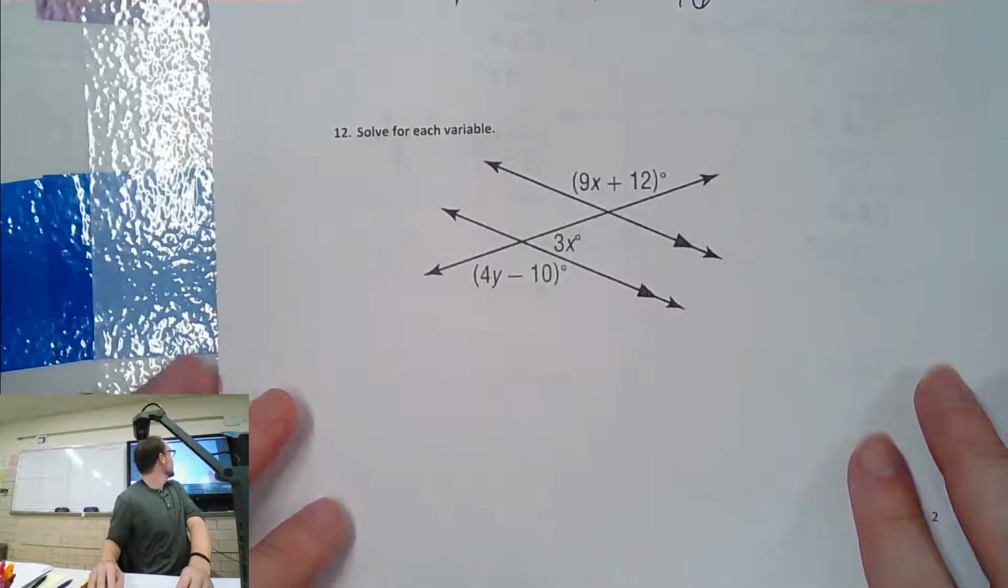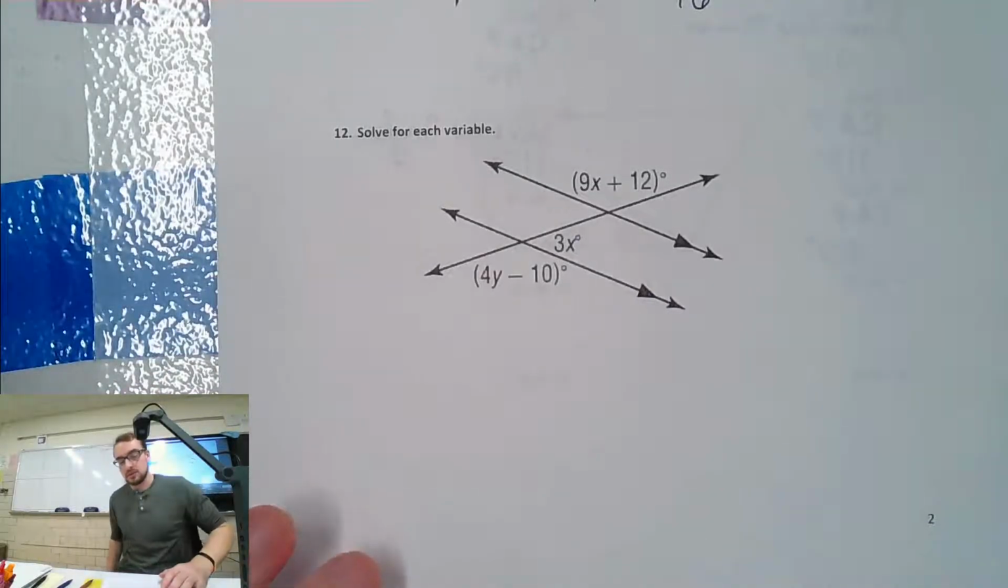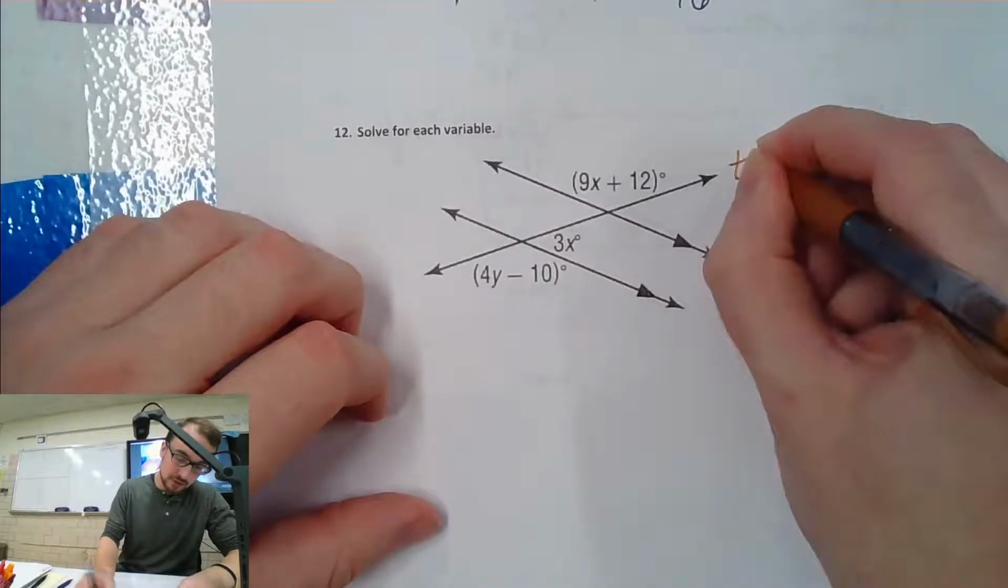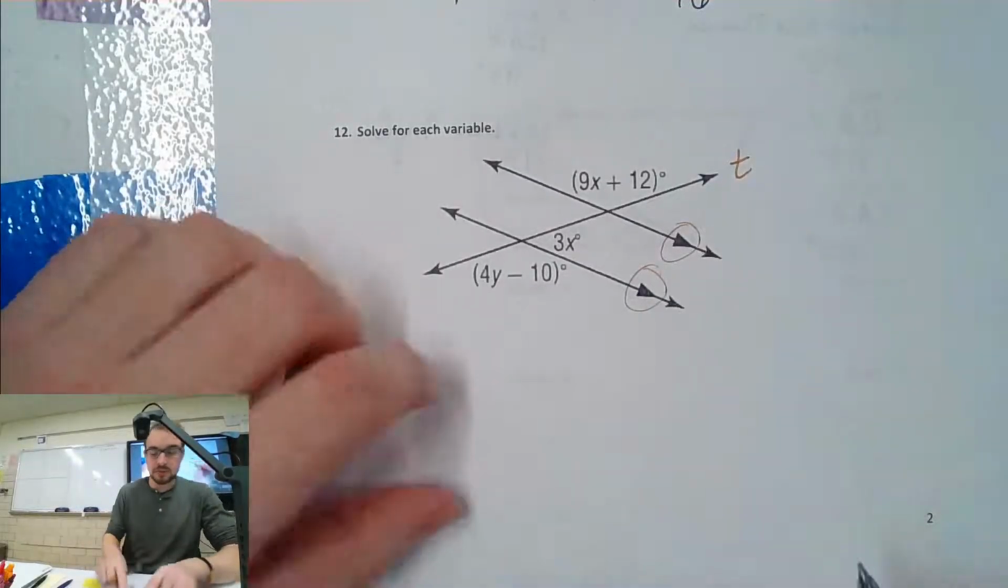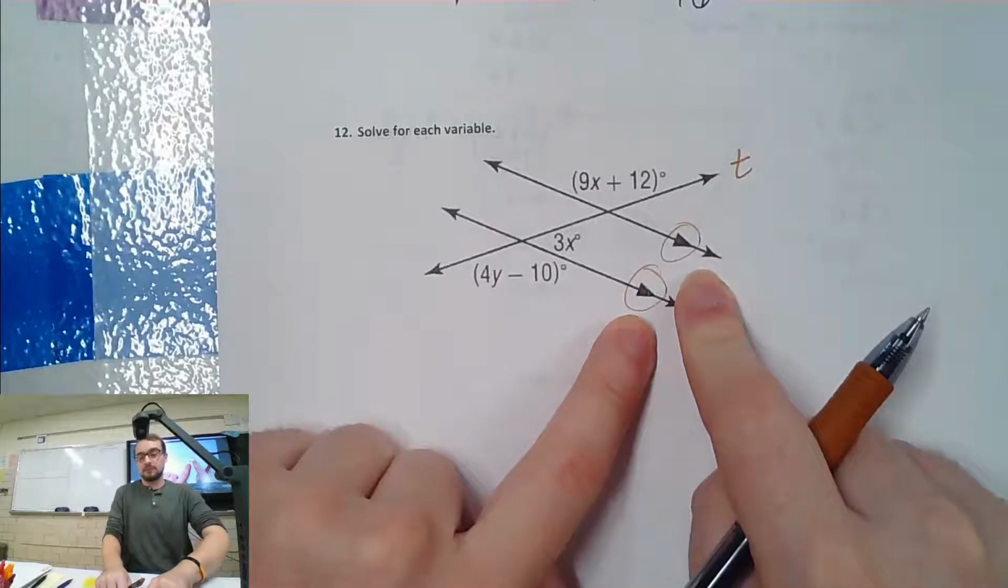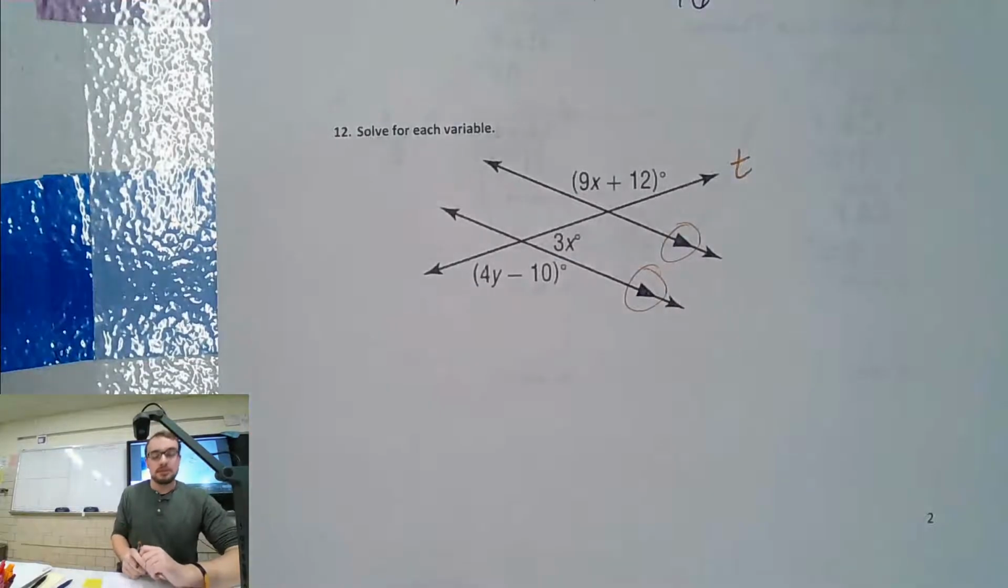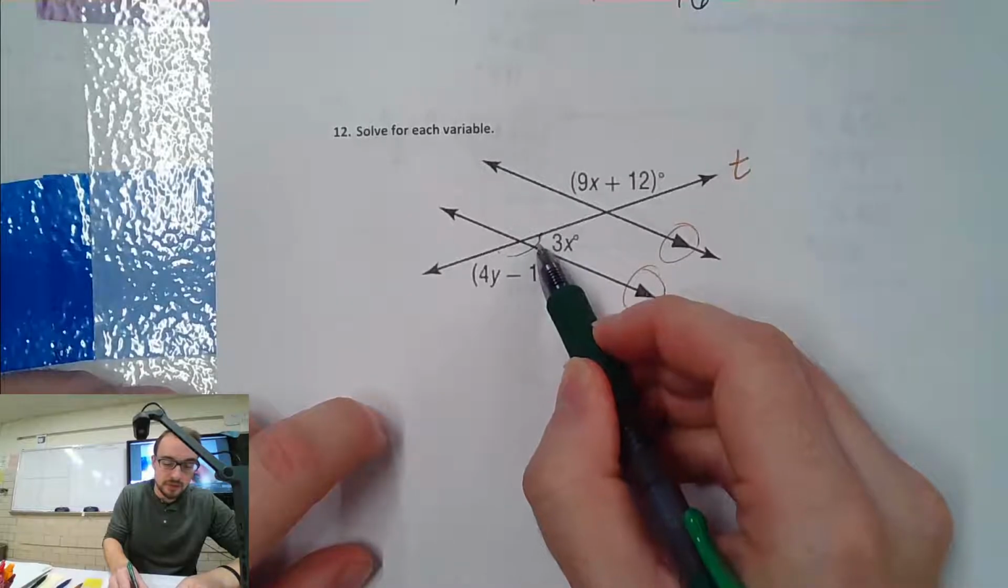12. Solve for each variable. So check it out. Here's our transversal. These lines are parallel. That's what those symbols mean right there. They're parallel. So, Maddie, you probably noticed we've got a linear pair here. They add up to 180.